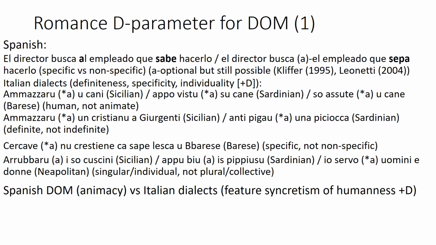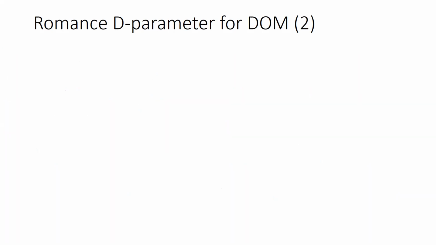All right, so if we compare Spanish DOM and Italian dialects, the key thing is that it's a combination of humanness and referentiality. Formally speaking, in Spanish, an animate object is enough to trigger DOM, whereas in Italian dialects, firstly, it's human. So non-human animals tend not to be marked. It's got to be human, and secondly, it's also got to be somehow referential. If it's definite or specific or singular, individual, etc., it's human and referential. So that's one variation that we can discern.